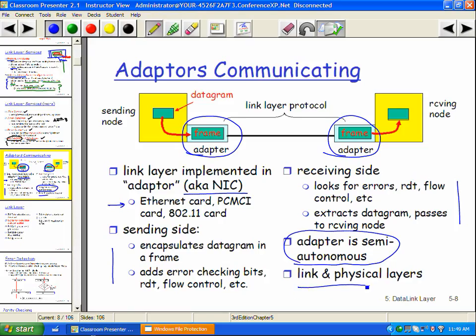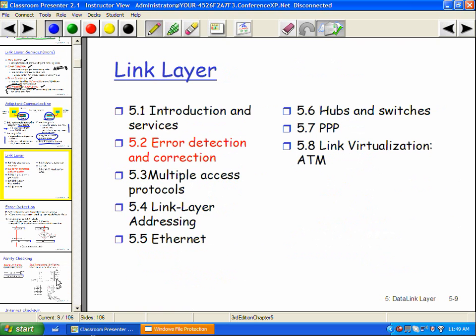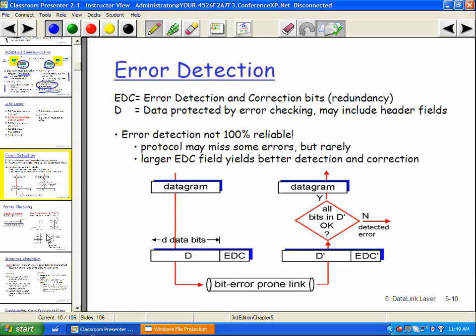So link layer is fairly close to physical layer. We do not talk too much about physical layer in this class, but everything that the link layer does is very closely related to the physical layer that you're running under. Okay, so first we talk about error detection that is done at link layer in many of the protocols. So instead of being protocol specific at this point, we're just going to see how we do error detection.